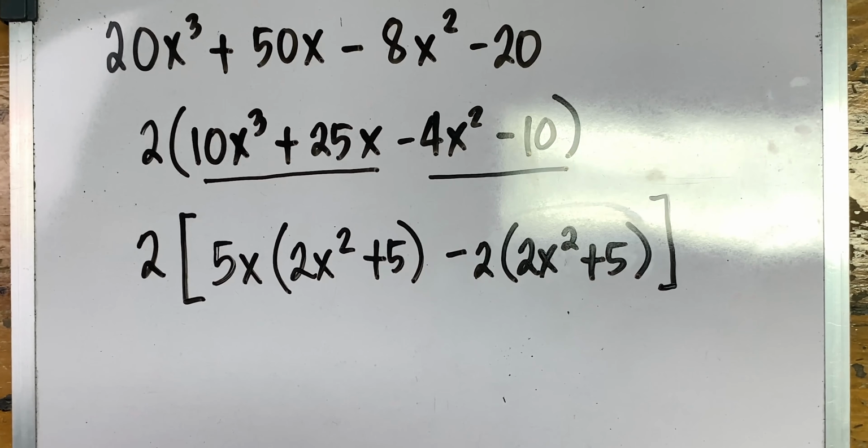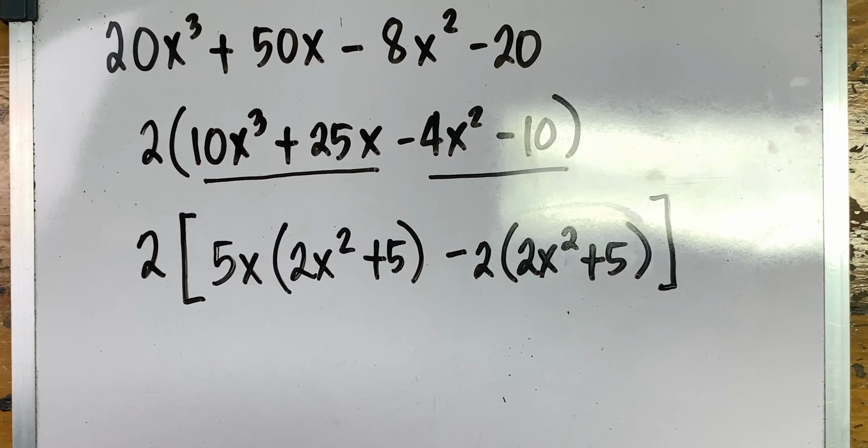Don't forget the 2 there. We have to distribute 2 to each of the terms inside. So we'll have 20x cubed minus 8x squared plus 50x minus 20, which is the same as the given. So therefore, our answer is correct.